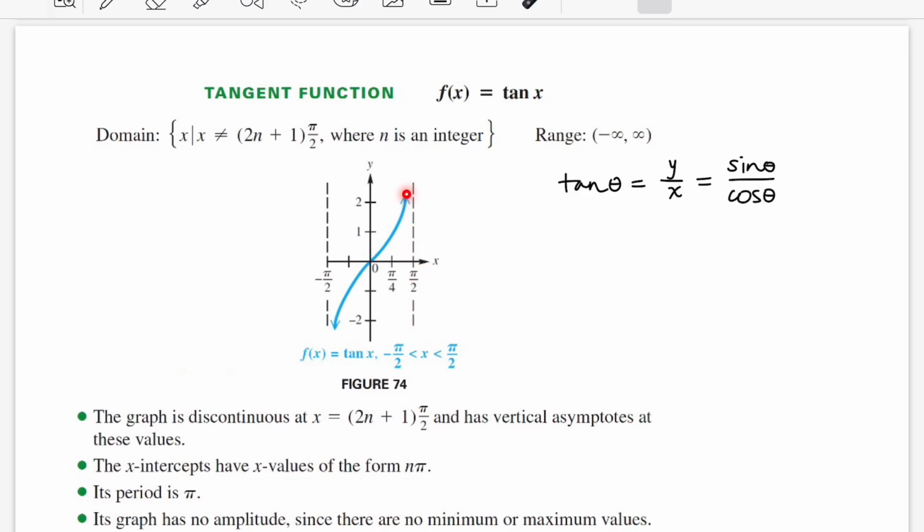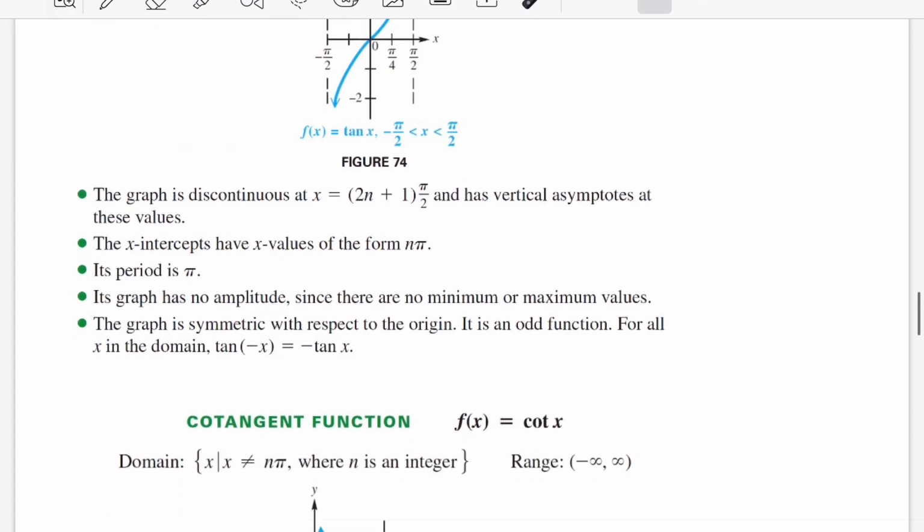Now the shape of our graph looks like this here, where our output values are going to be all real numbers. So our range is going to be all real numbers here. Now the x-intercepts are going to have x values of this form here. The period is going to be pi, and the graph is going to have no amplitude since there are no minimum or maximum values, like how we saw with our sine, cosine, and secant and cosecant functions.